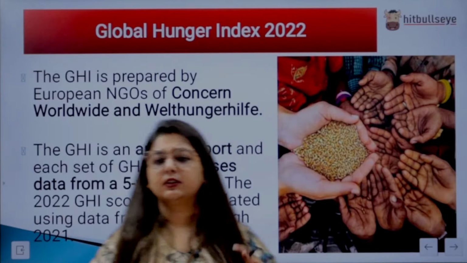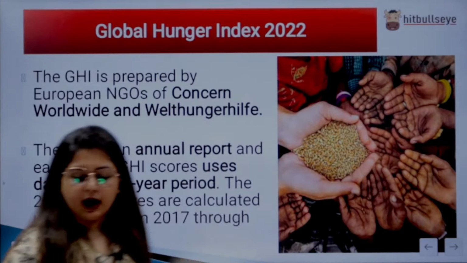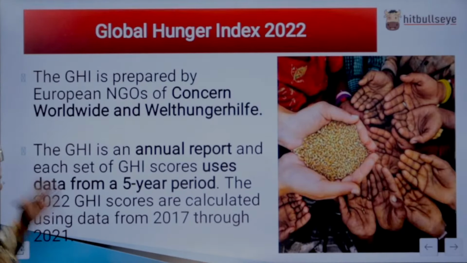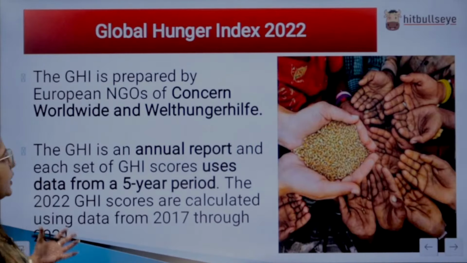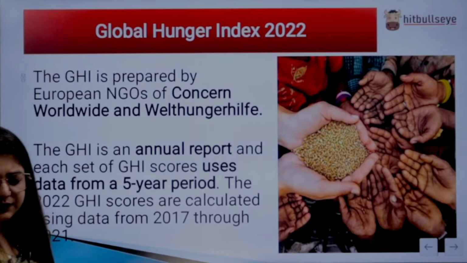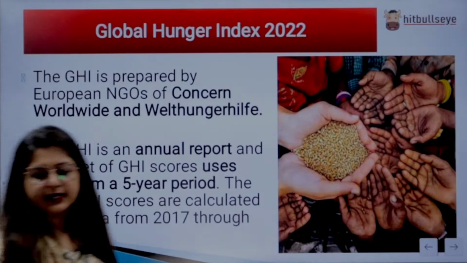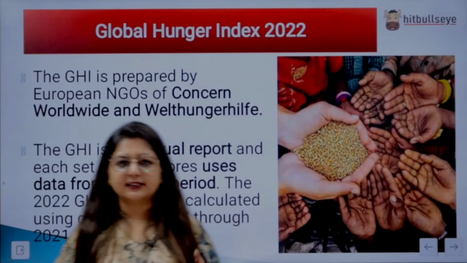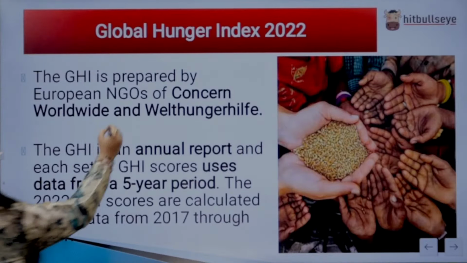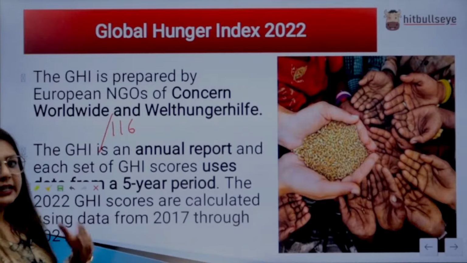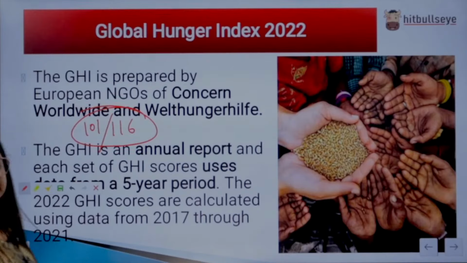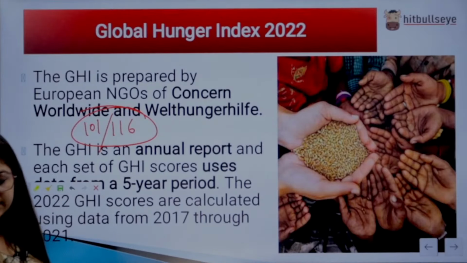So moving ahead with the next index, that is the Global Hunger Index. The Global Hunger Index is prepared by a European NGO, Concern Worldwide, and Welthungerhilfe. These two organizations have created this report, that is the Hunger Index. And this report takes data from 116 nations, and India has ranked 101 in this particular report, right?